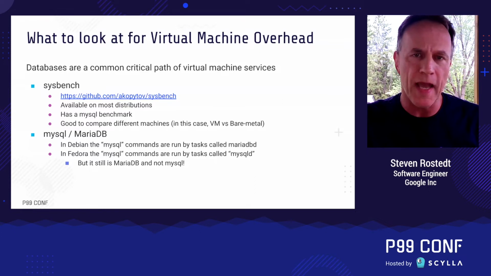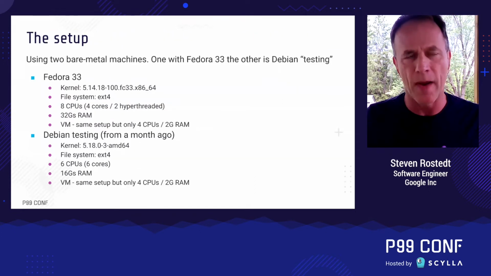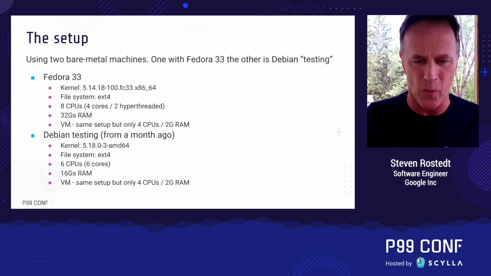My setup, I ran this on two different machines. Now, I'm not comparing Fedora to Debian because the machines I'm running on are completely different hardware, and you can't really compare them as apples to apples. That'd be apples and oranges comparing that.